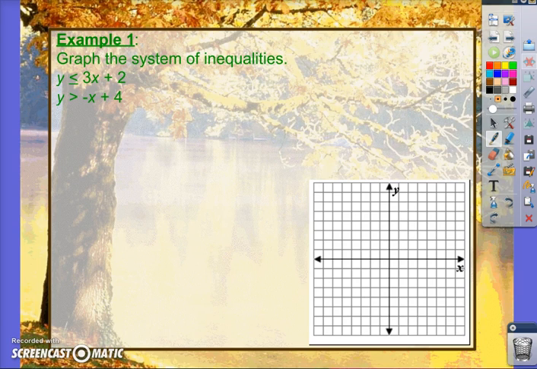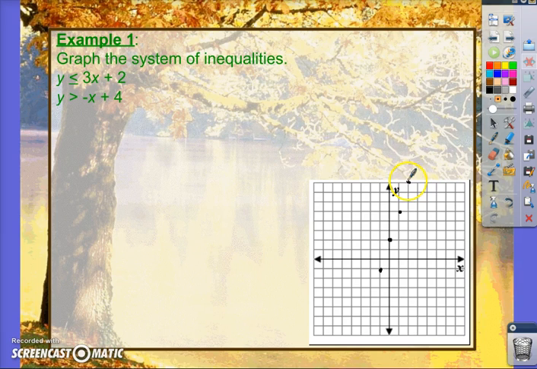All right, so here's example one. And how do we graph? We graph one line at a time. So we have y less than or equal to 3x plus 2. So we go up to 2, plot my point. Then I go up 1, 2, 3, right 1. Up 3, right 1. And we could do down 3, left 1.